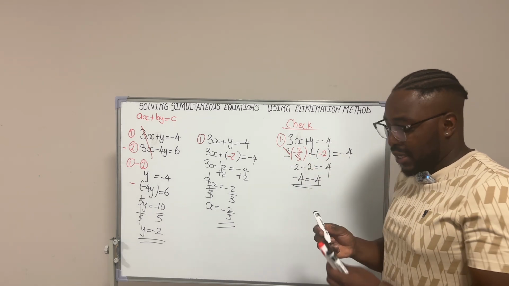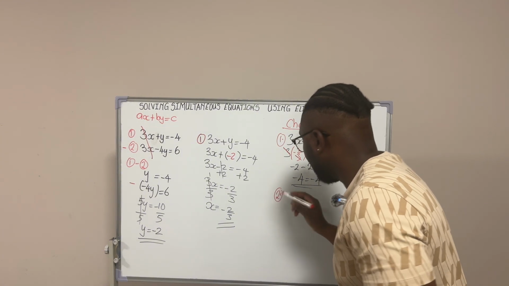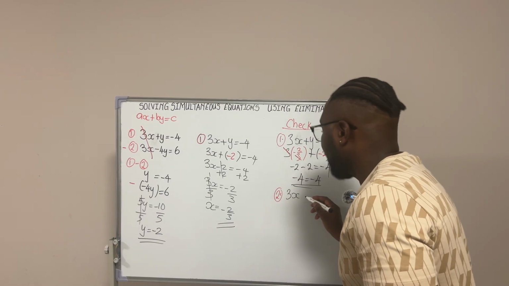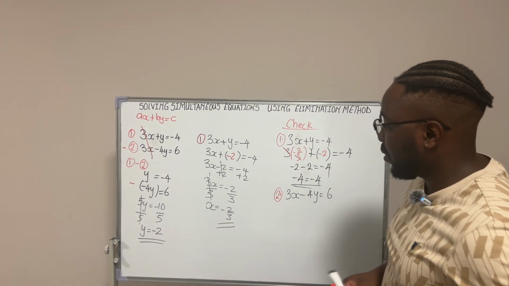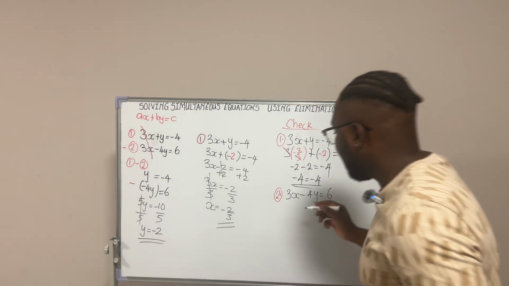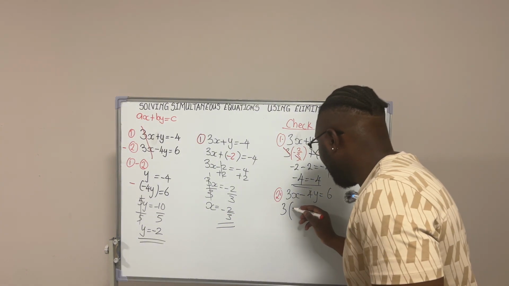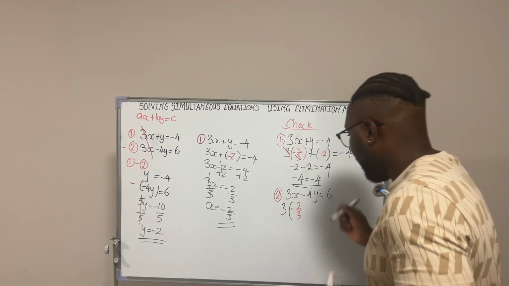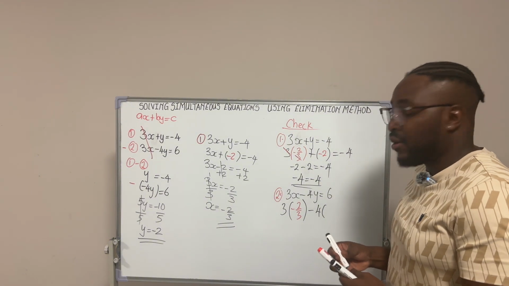Now, let us do the same with our second equation. What's our second equation? Equation number 2: 3x minus 4y equal to 6. And what are we doing? We just substitute our x and y value in this equation. So that will be 3. What's the value of x that we just found? Negative 2/3. We close our brackets, minus, we have our 4 there. What's our value of y? Negative 2.